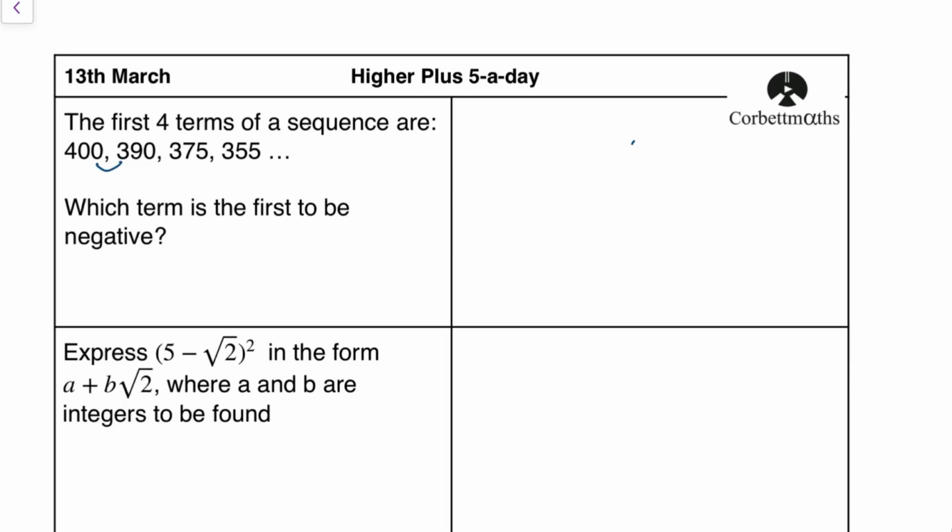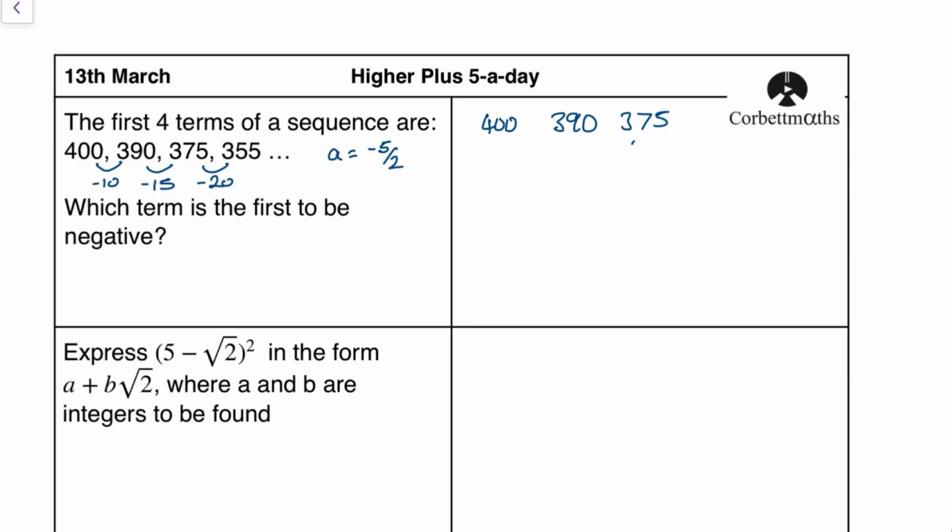So first of all, what's my difference? I'm going down by 10, down by 15, and down by 20, and my second difference is minus 5. So therefore my a term is going to be minus 5 over 2. Wow, not very nice at all. Usual process I do here. So let's write down the sequence again. So 400, 390, 375. Then I'm going to write the square numbers underneath, but the square numbers are multiplied by minus 2.5, or minus 5 over 2.